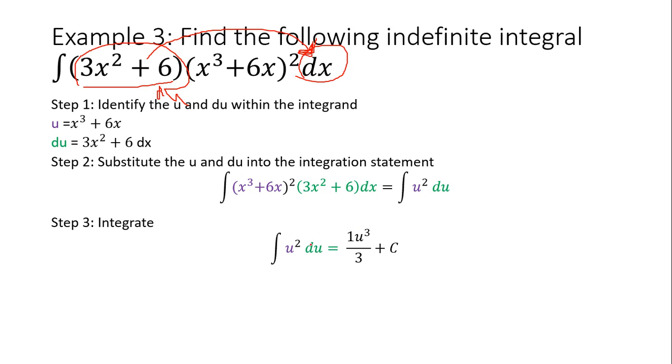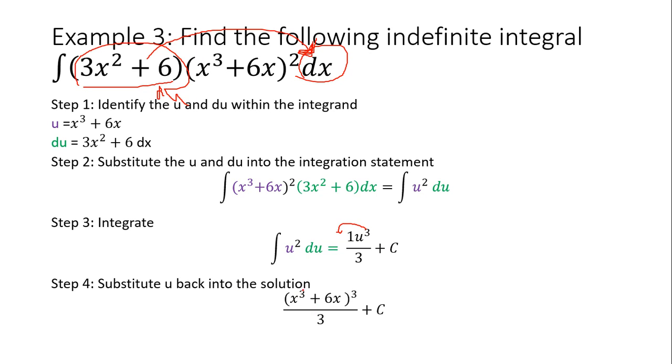And then I integrate. I have the integral of u squared du, which is equal to 1/3 u cubed. Just to check, I take my 3 down, 3 times a third is 1, which is what I wanted, plus C. And then I substitute the u back into the solution. So I have x cubed plus 6x to the third power divided by 3. Now if I did this derivative, just to check my work, 3 times 1/3 is 1. And then I would have to take the derivative of this inside, which would be 3x squared plus 6, which is exactly what my integrand was when I started.